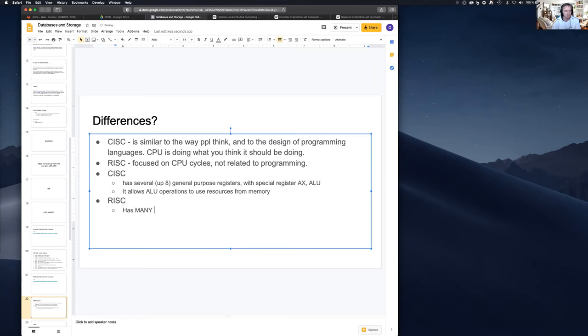So RISC has many registers, 128, some have even 256 registers. None is special. All can be used for ALU operations, right? So the difference is RISC CPUs have a huge number of registers, and all of them can be used for arithmetic operations. But you cannot use memory for ALU operations.